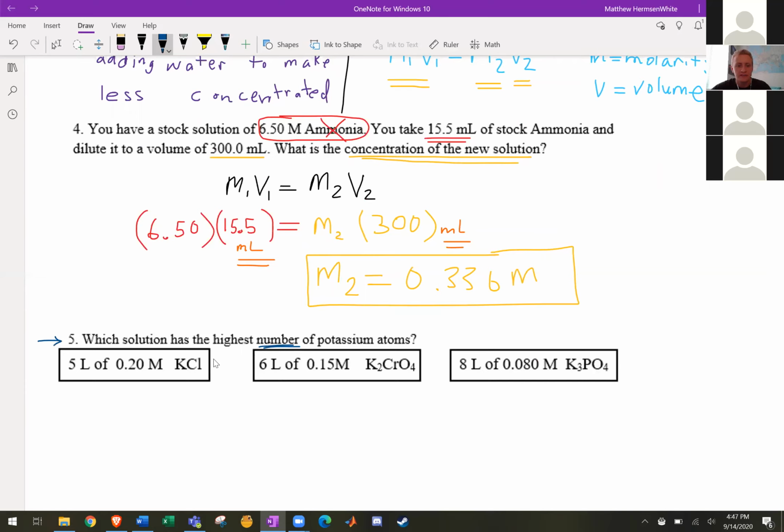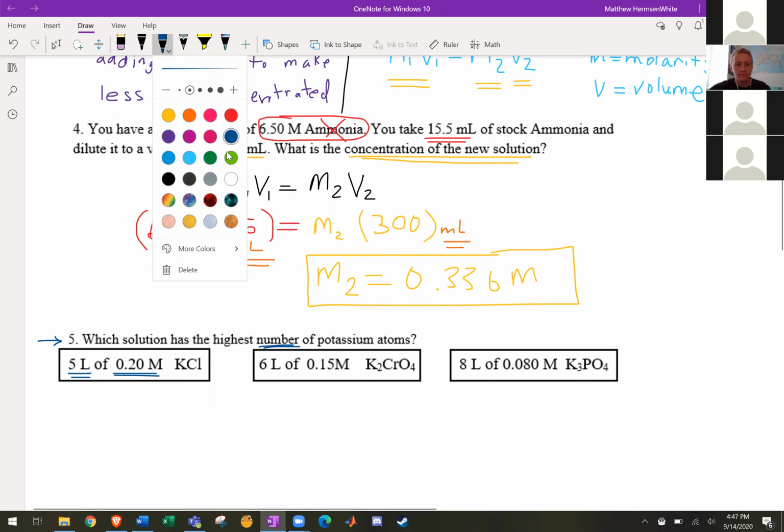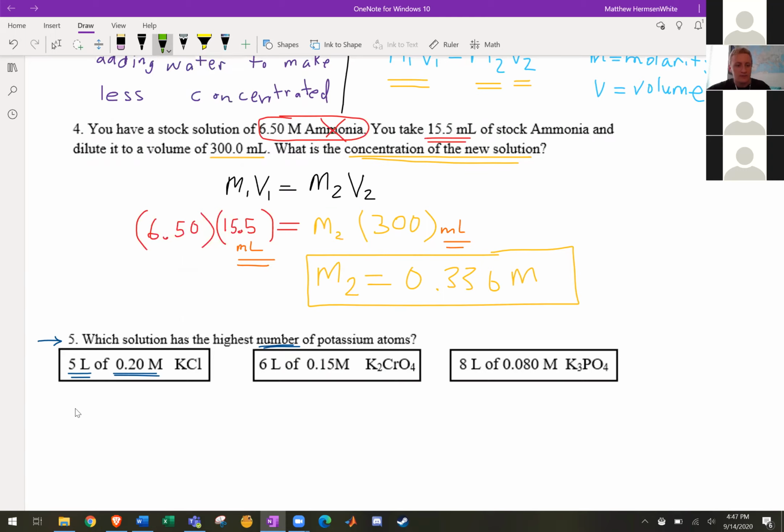And it gives us 3 solutions, and each one that it's given has some volume and a molarity attached to it. And there's 3 cases, and so this is saying which of these 3 cases, case 1, case 2, case 3, has the most potassium atoms in it. So how can we relate our concentration of a solution to the number of atoms? Well, again, we want to use the molarity equation.